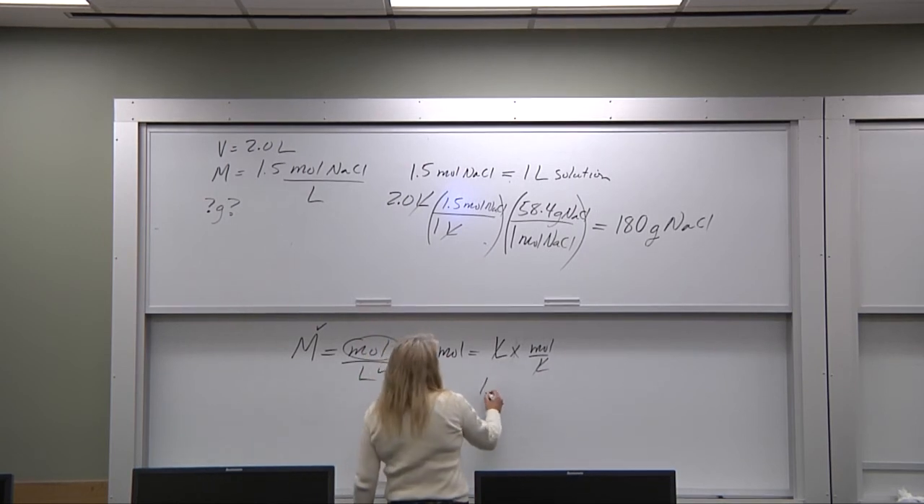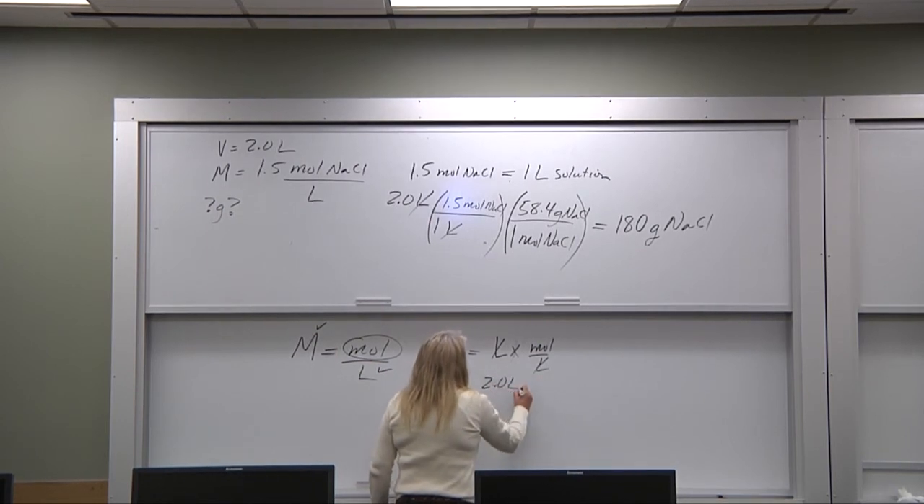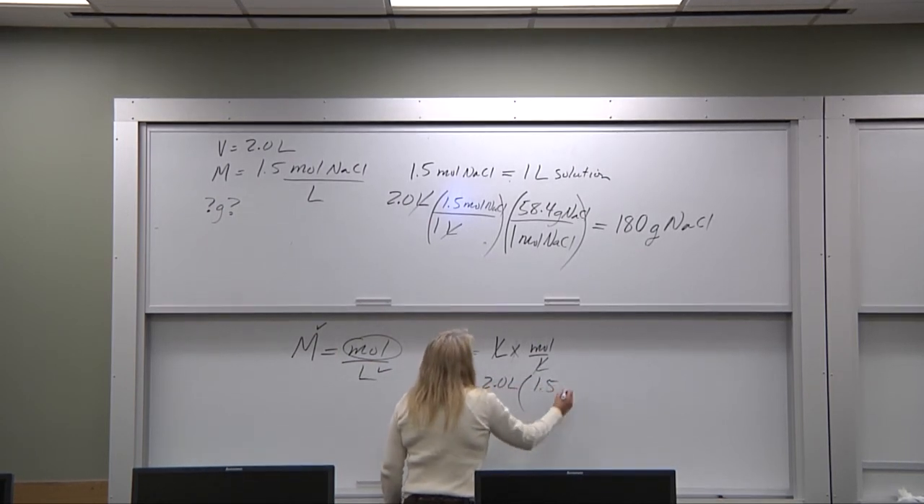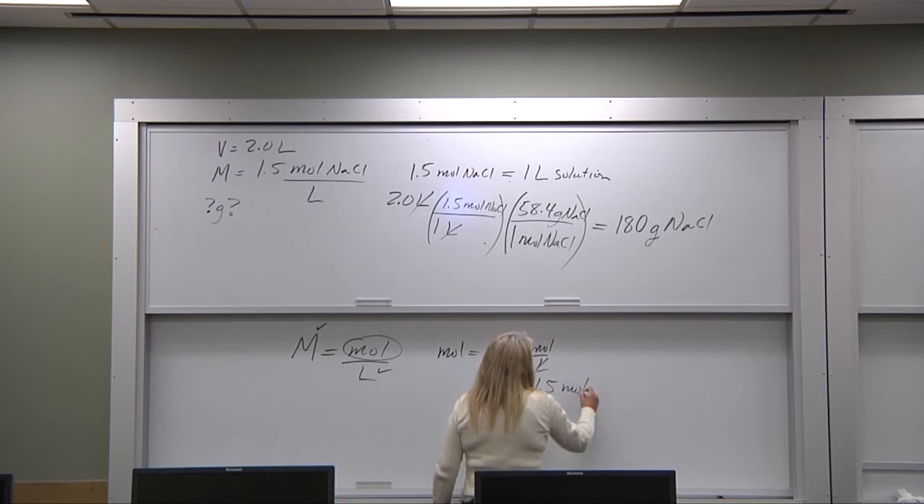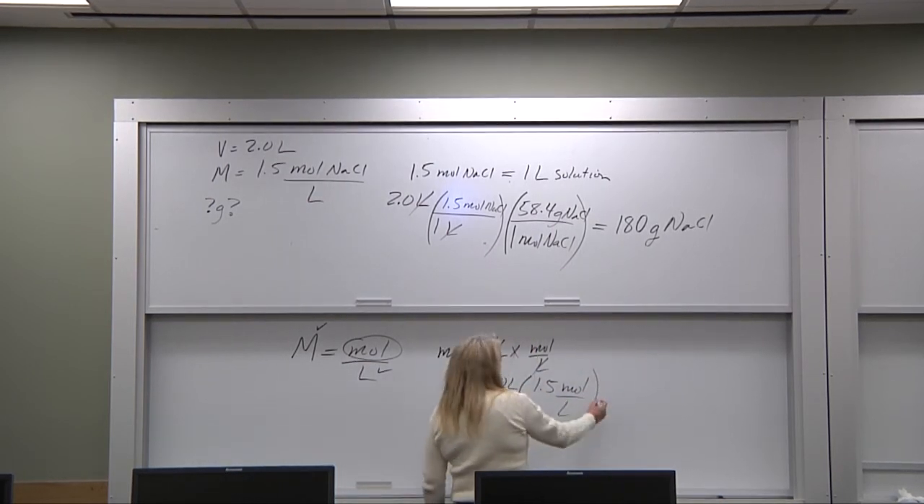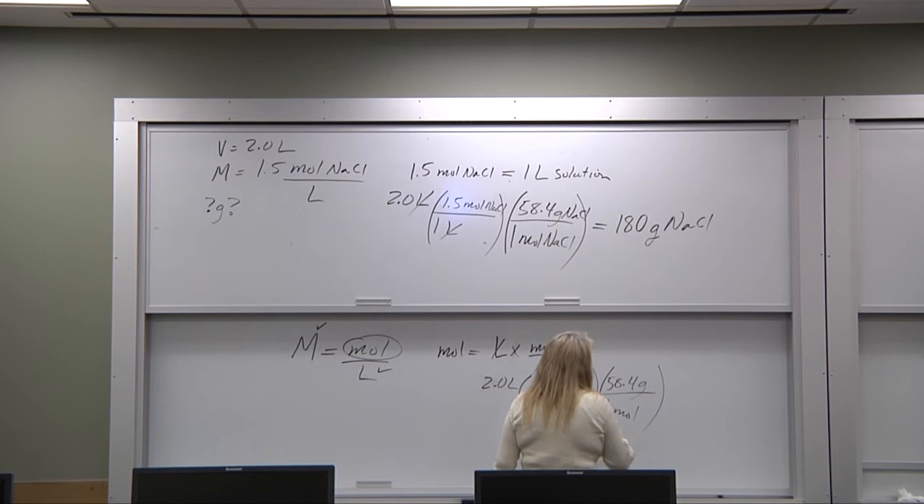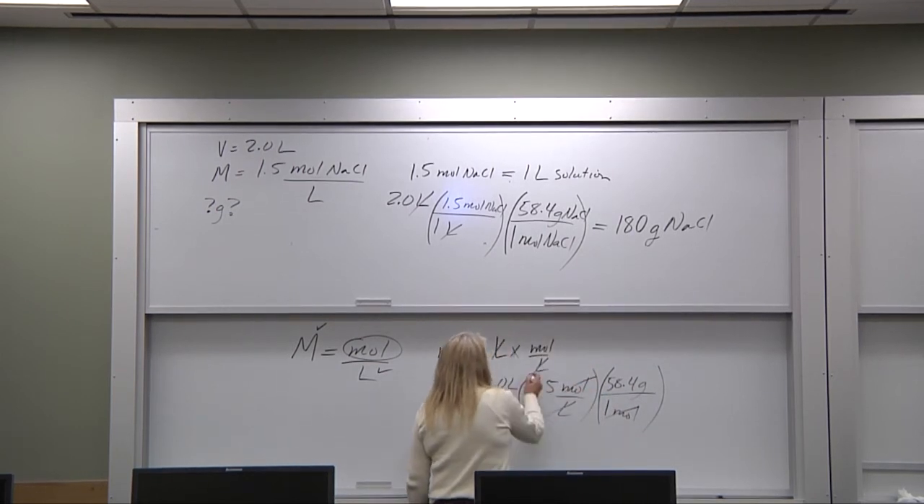I could have said 1.5, oh no, sorry, 2 liters. 2 liters times 1.5 mole per liter. And that will give me moles, and then I just would go the last step. 1 mole is 58.4 grams. And there you go.